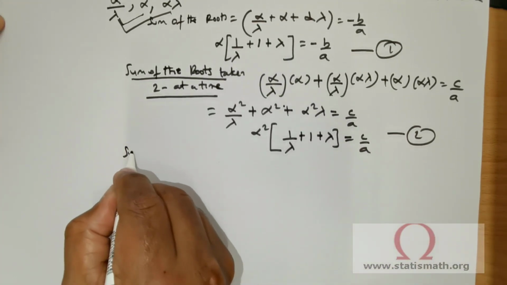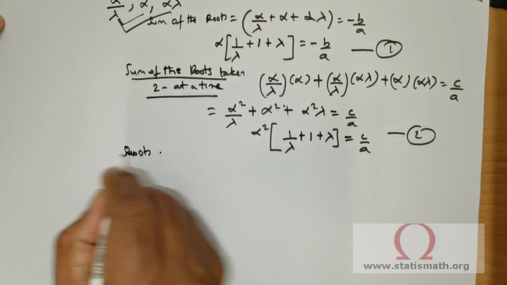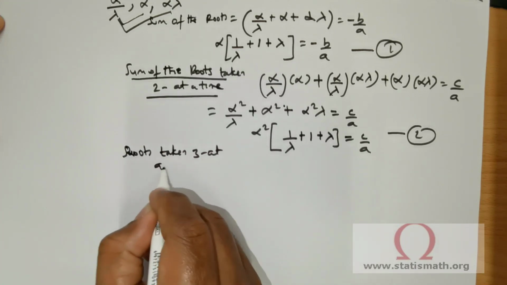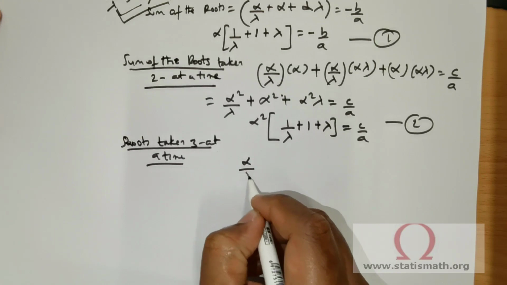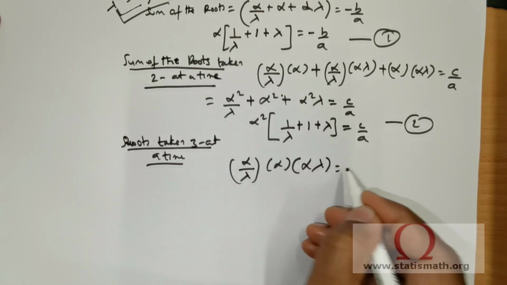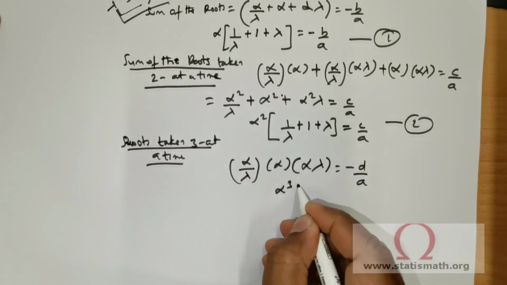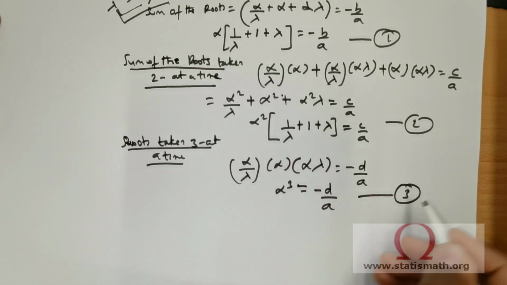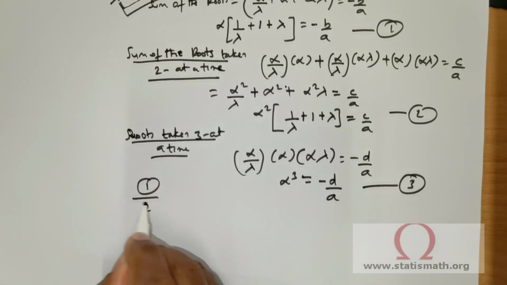Now the product of the roots taken 3 at a time. So that is going to be alpha over lambda multiplied with alpha multiplied with alpha lambda is equal to negative d divided by a. So this is going to be alpha cubed, lambda gets cancelled, giving you negative d over a. This is 3. So now I'm going to divide 1 by 2.